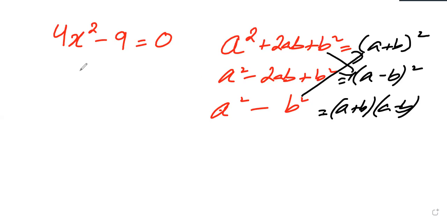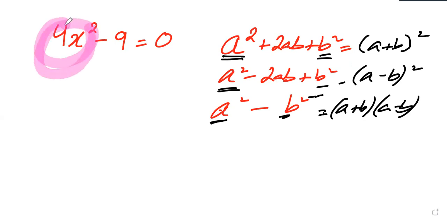Now we know that for algebraic identity, we need the first term and last term to be perfect square numbers. So look here, guys, very carefully. Is the first term a perfect square number, guys? Yes. Is the last term a perfect square number? Yes. If the first term is a perfect square number, it is representing a square. If the last term is a perfect square number, it is representing b square.